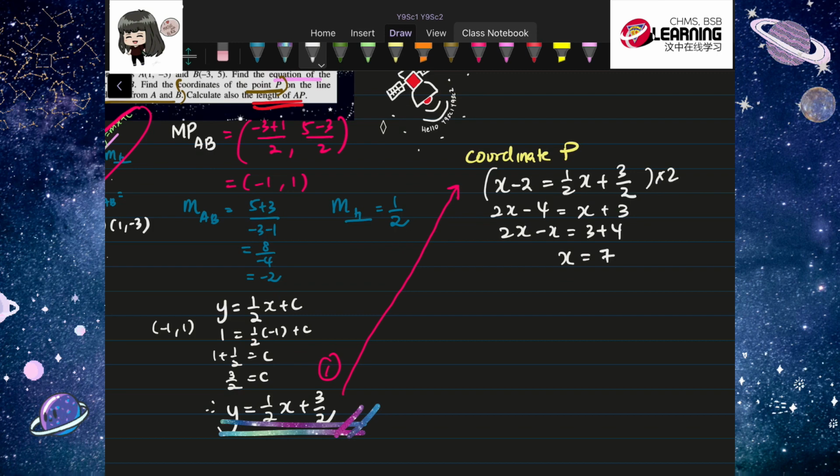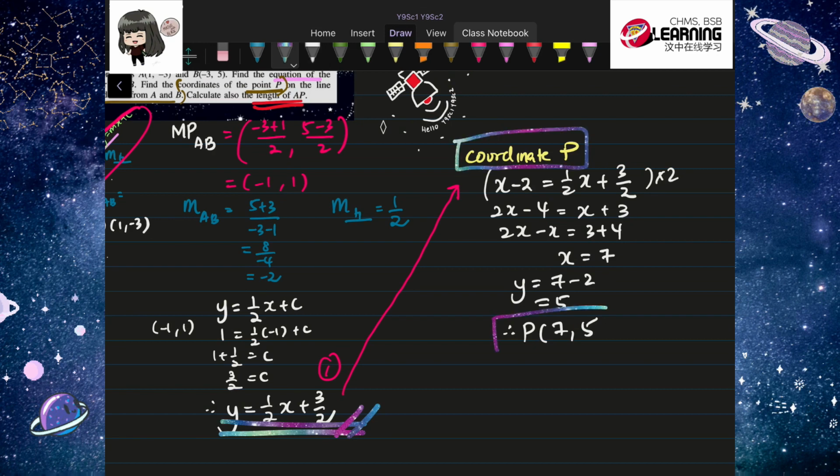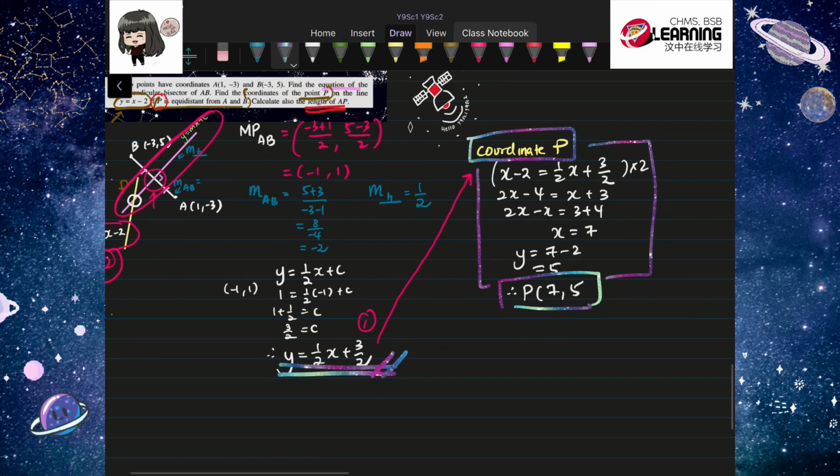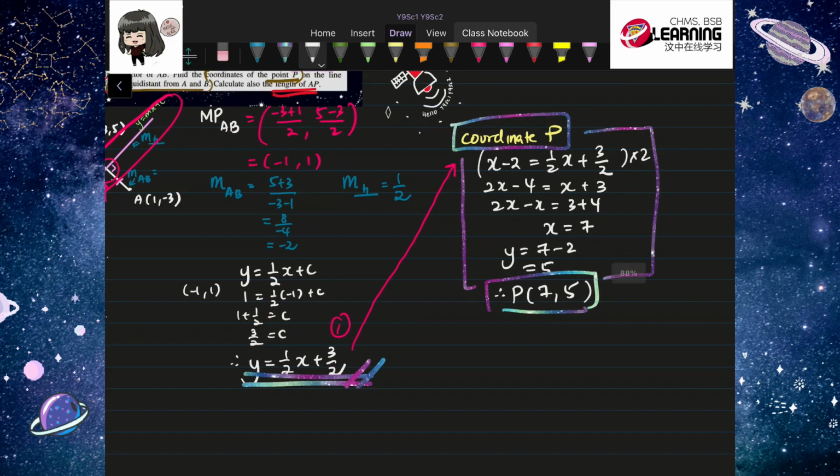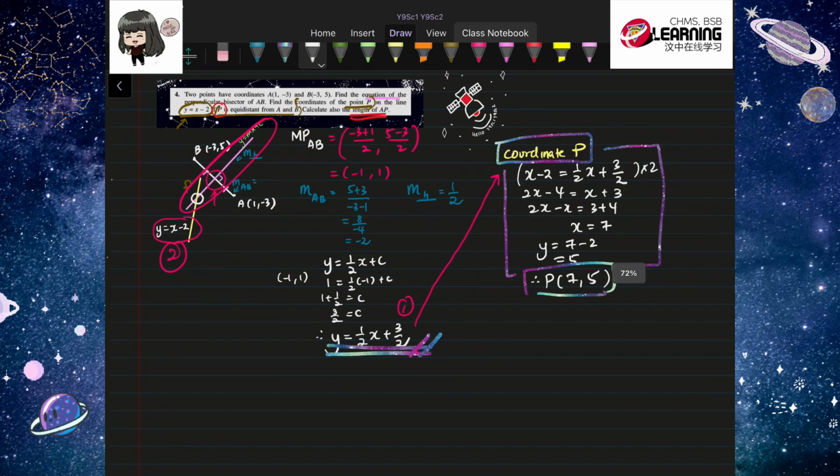And for my y, I sub into either one of the equations. I sub into x minus 2, so y is 5. So my coordinate of P is (7, 5). This is also my answer, so please highlight this one as well: find the coordinate of P.